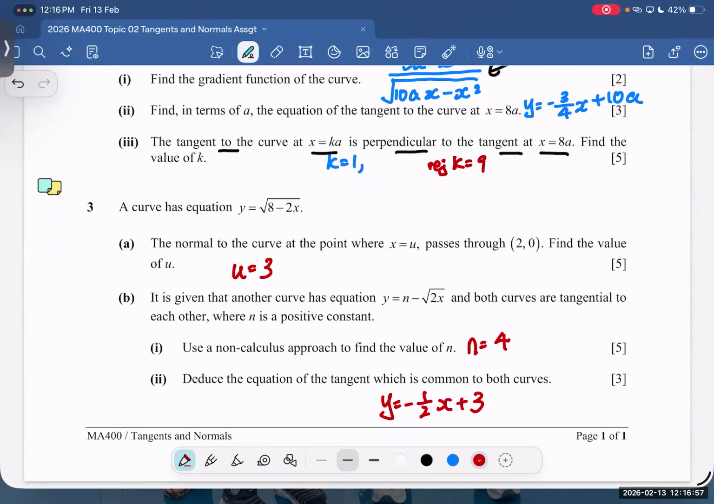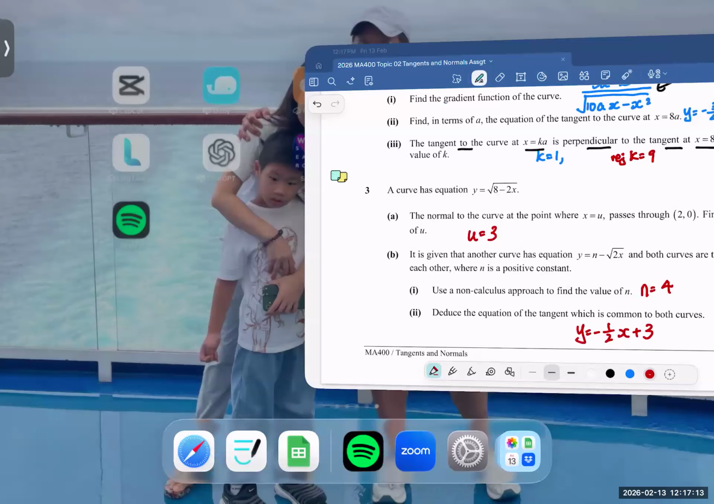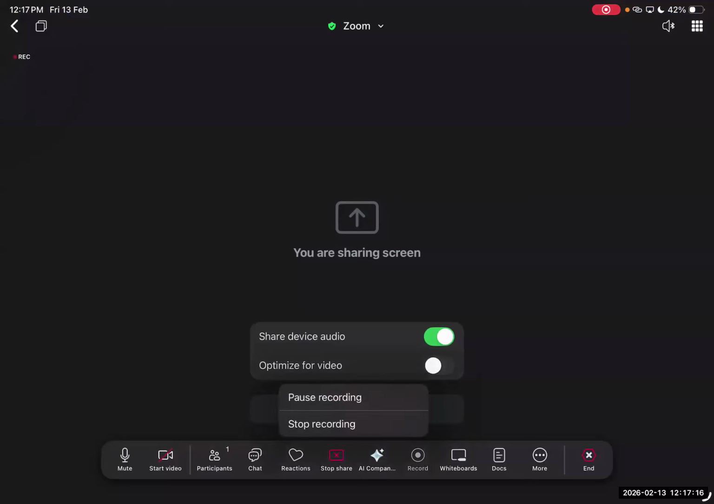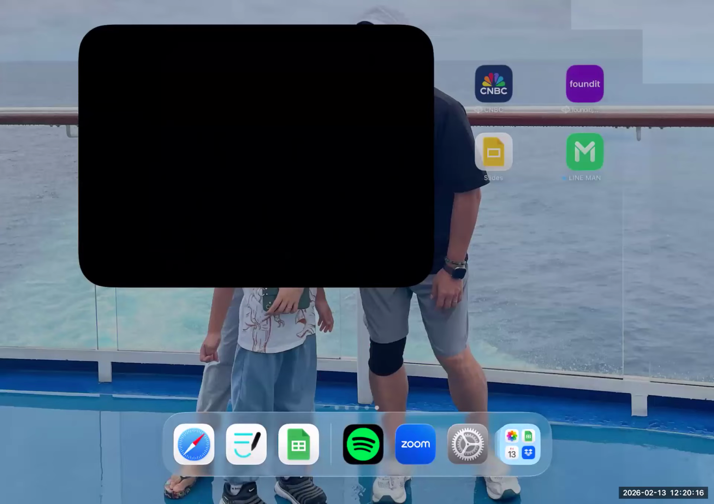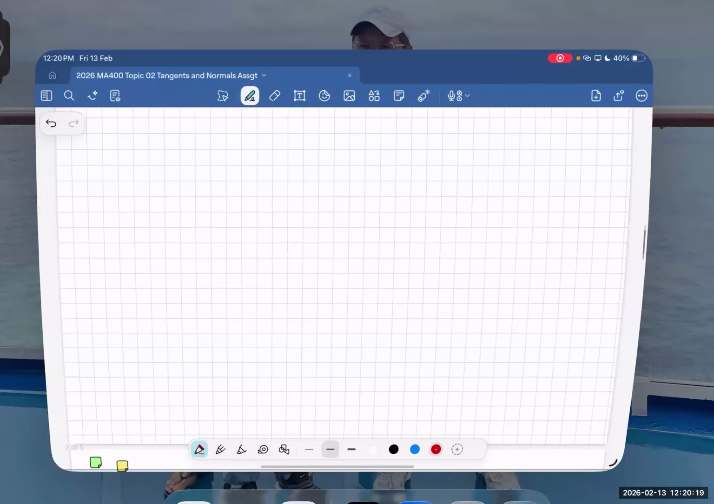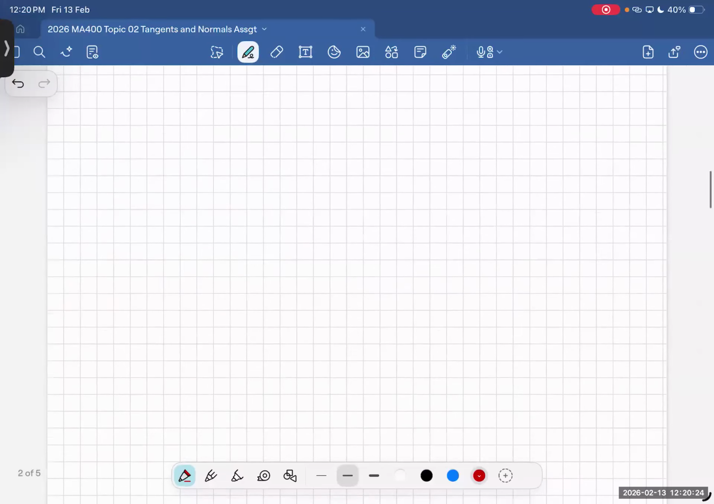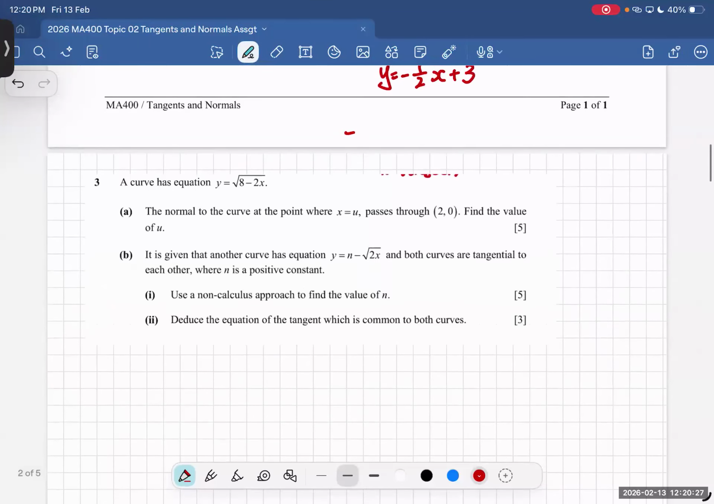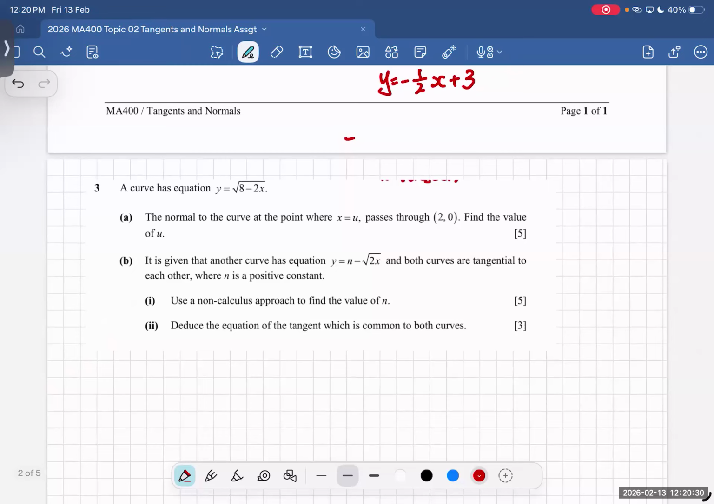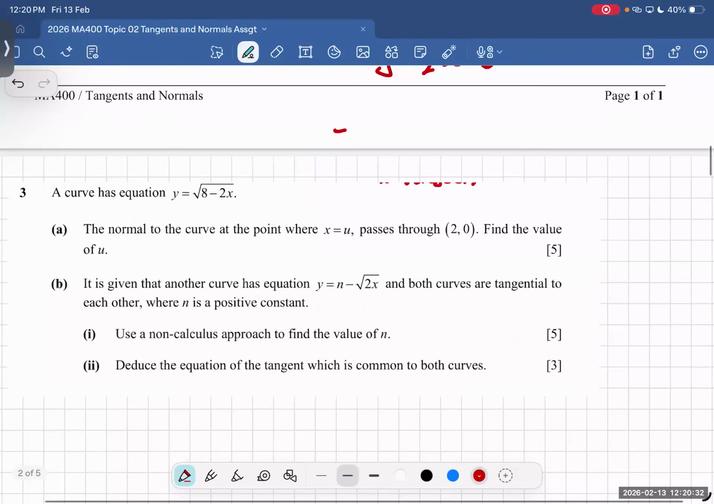Not calculus, since you cannot use differentiation. Calculus refers to differentiation and integration. So using a non-calculus way, it could be using things like completing the square, using graphical methods, using discriminant, using an algebraic method, using a trigonometry method, using a geometric method. All these are non-calculus.